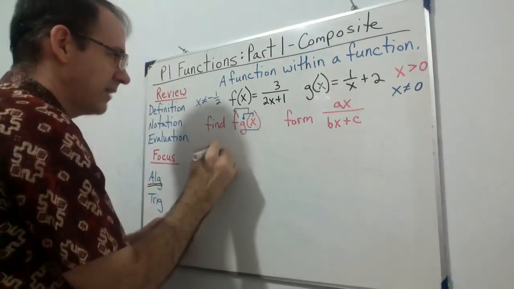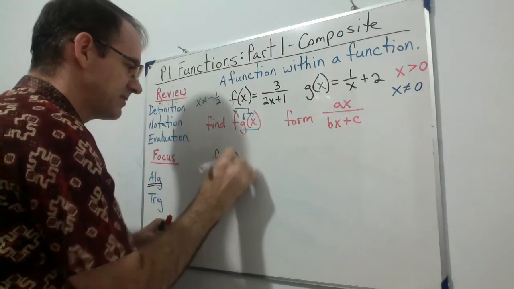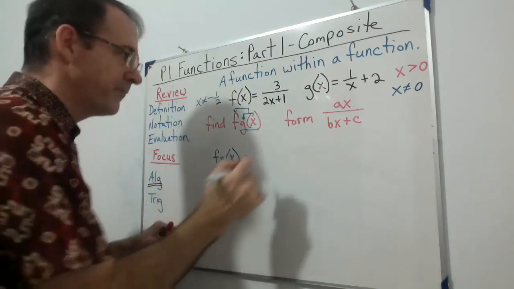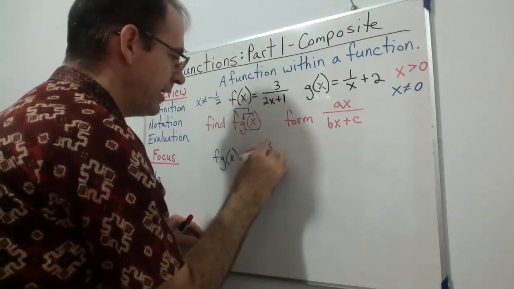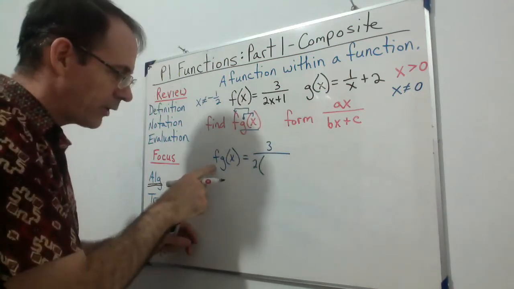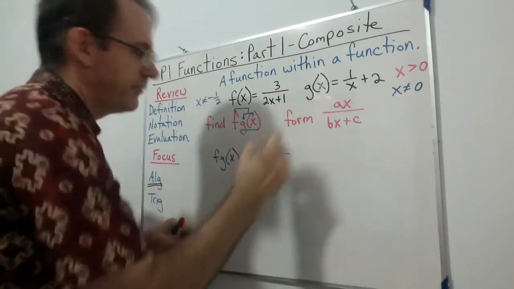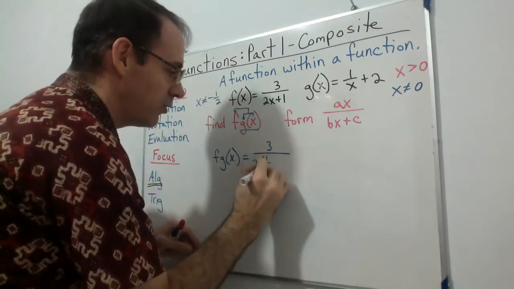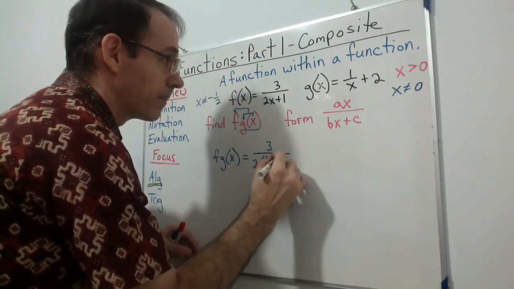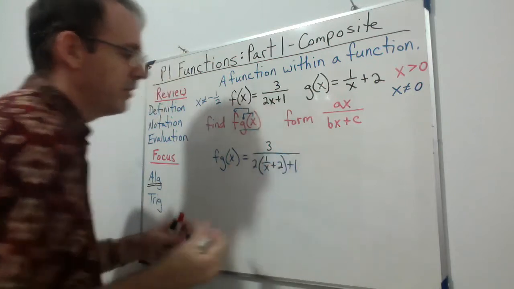So that's going to look like this. We're going to get f of g of x. That's the notation telling us what to do. There's no math on the left. On the right, we get 3 divided by 2 times, and now we replace our x from the f function with the g of x. So this becomes 1 over x plus 2, and then we finish with plus 1.